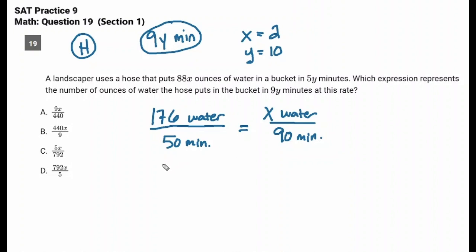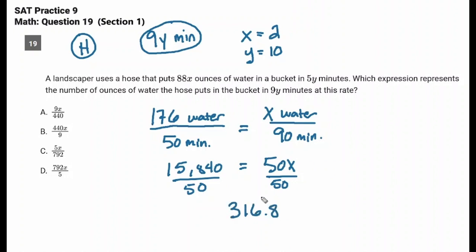176 times 90, that's more calculator math. That's 15,840, which is ugly, but you got a calculator, so what do you care? Equals 50x. Now you're just going to divide both sides by 50, and you're going to get this fairly ugly number, 316.8, if you plug in the numbers that I chose. But it doesn't matter what you plug in. Any numbers will work. So I'm going to write the answer choices vertically.